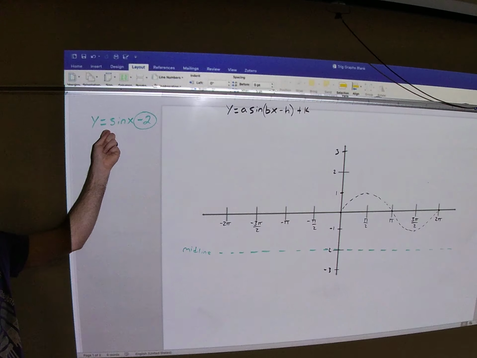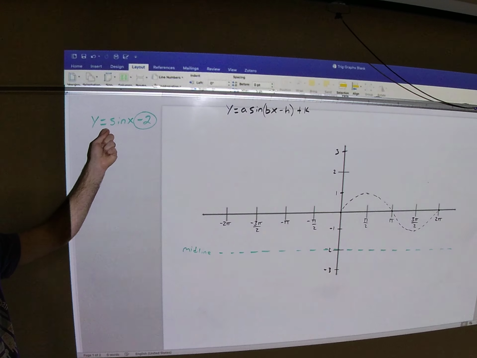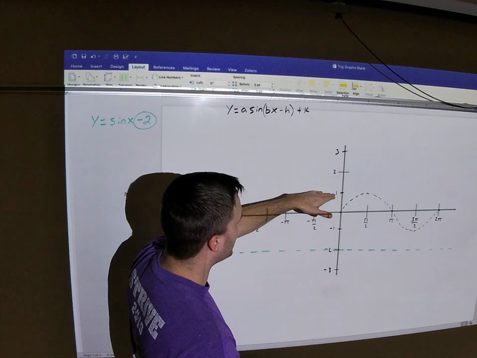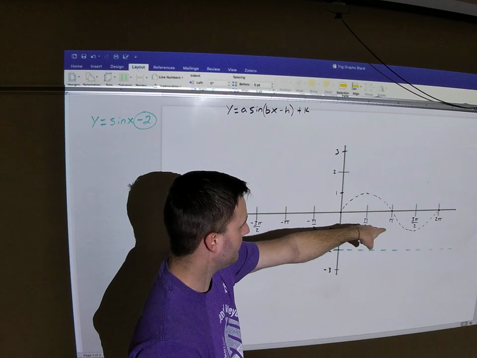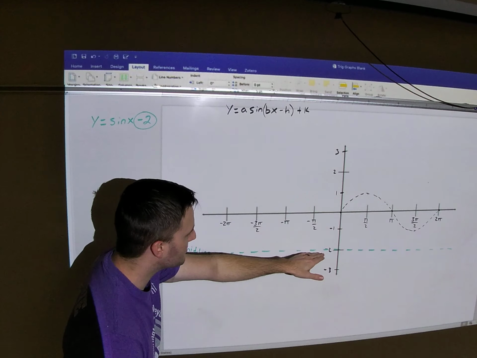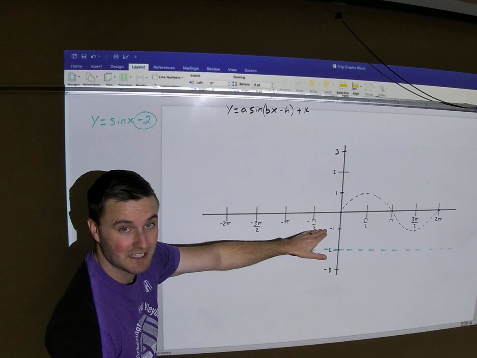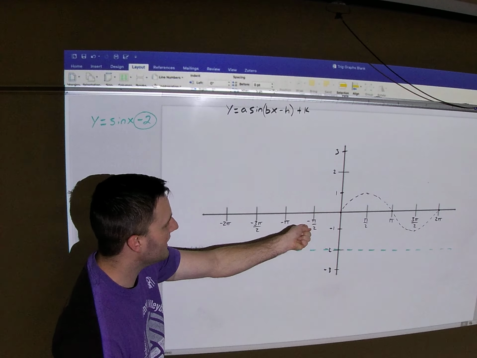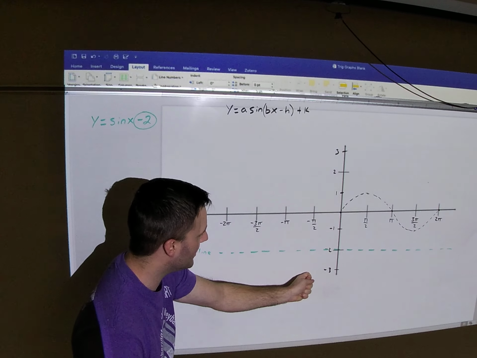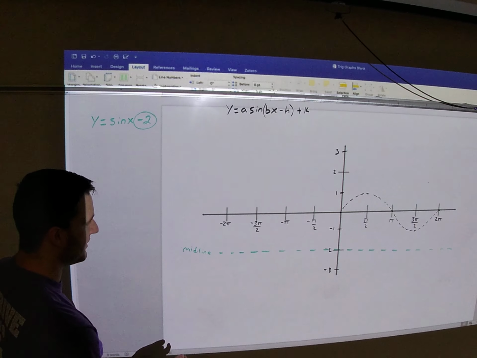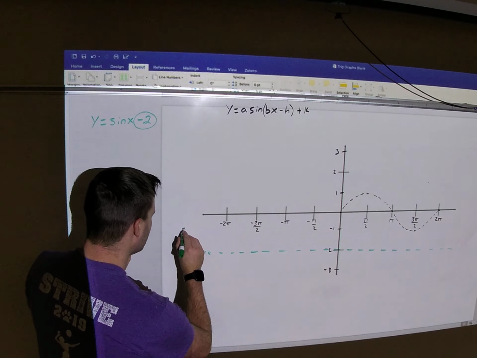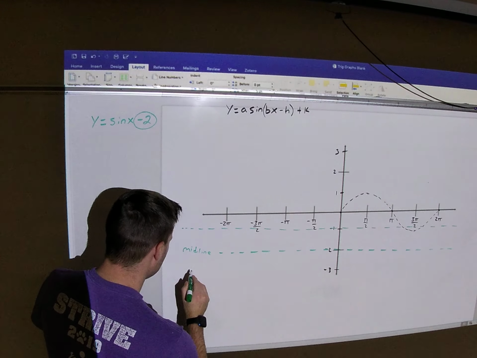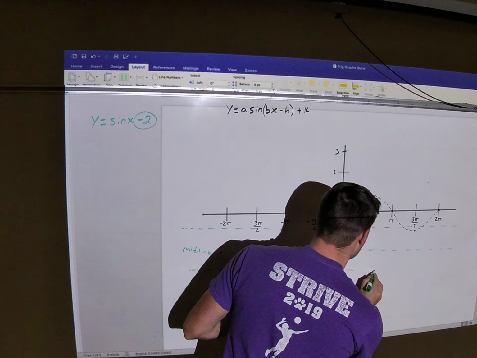Now, we don't have any amplitude changes, so we assume that our amplitude is 1, because that is a 1 sine, meaning that instead of our maximum being up here at positive 1 of our original function in the dotted line, our maximum is now technically going to be at negative 1, a distance of 1 going up from the midline, and then the minimum would be a distance of 1 going down from the midline. So my new maximum is going to be right here at negative 1, and my new minimum is going to be right here at negative 3.